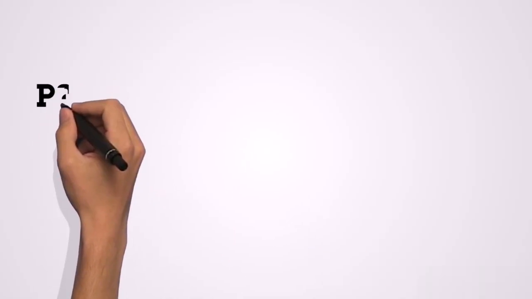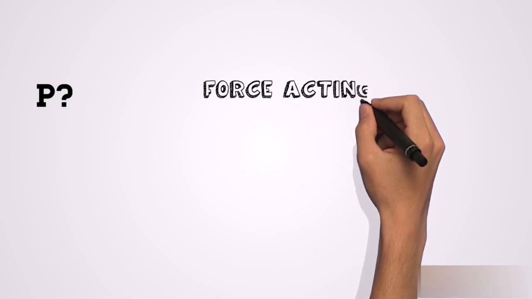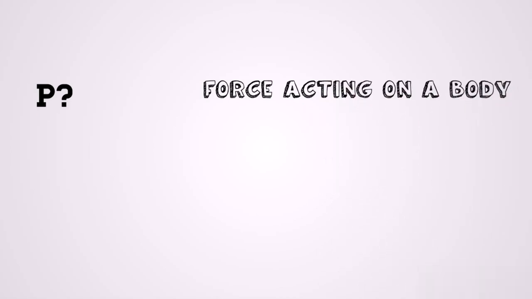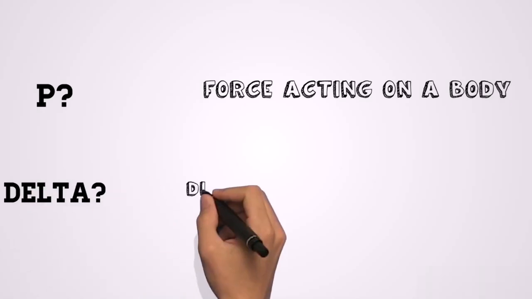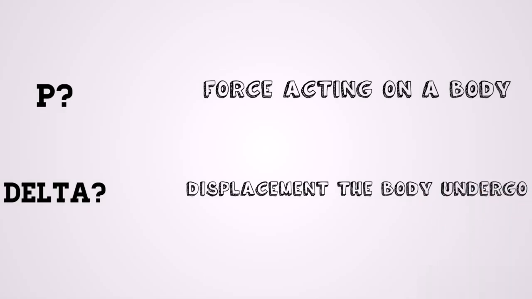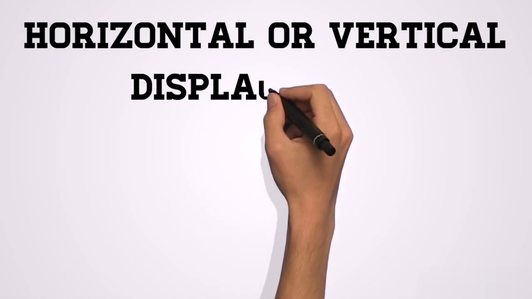First of all, what does the letter P stand for? P basically means the force which is acting on a body or a structure. What about the term delta? The term delta means the displacement the body will undergo, and this can be horizontal or vertical displacement. But in this case, it is the horizontal displacement, by taking a look at this image.